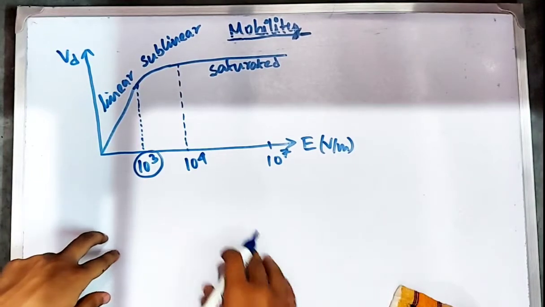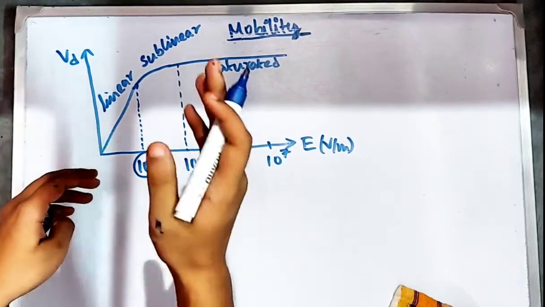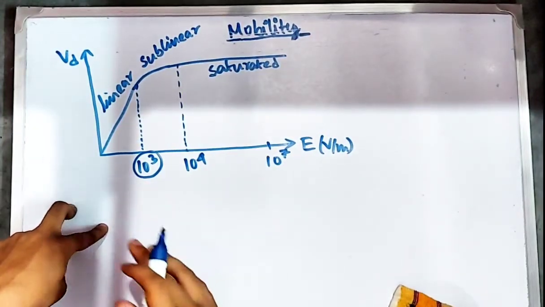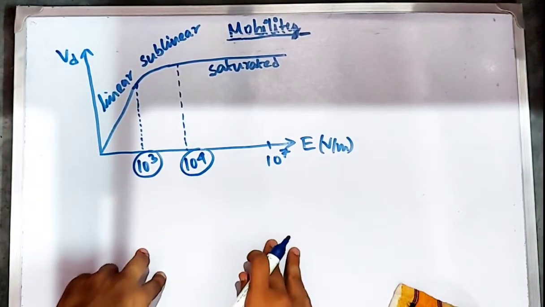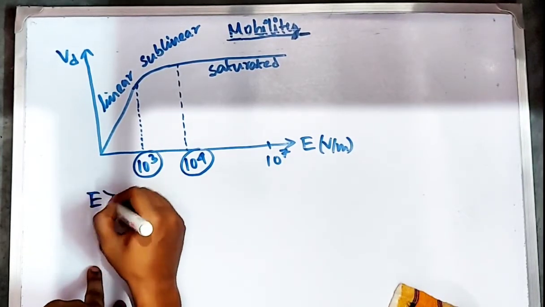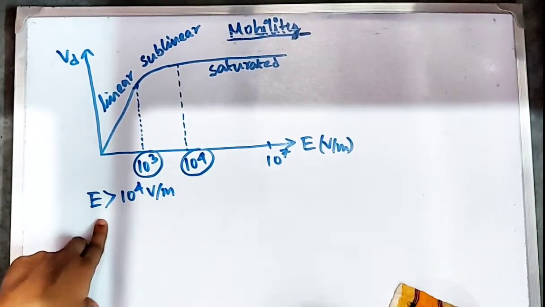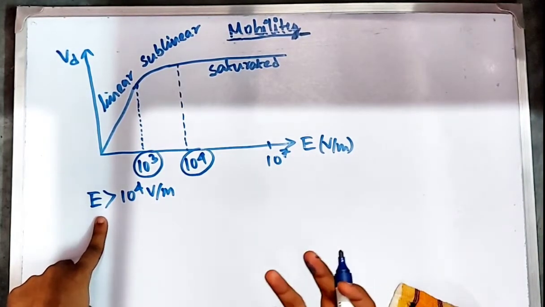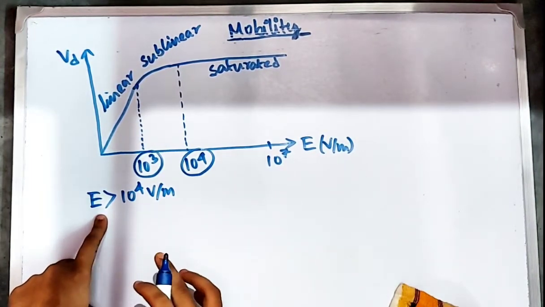But why is the curve not monotonically increasing? Why is there a saturation point? Why is the drift velocity saturated beyond the value of 10 to the power 4 volt per meter? So there is an explanation for that. If we apply an electric field that is greater than 10 to the power 4 volt per meter, then actually we are applying an enormous amount of energy to the silicon crystals. It is a very high value of electric field.